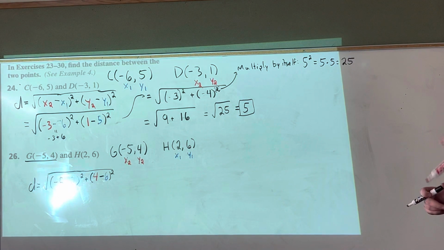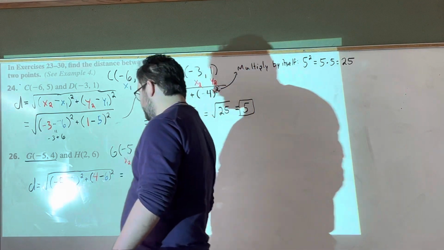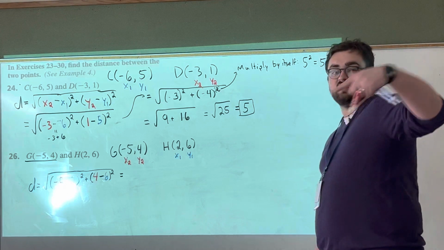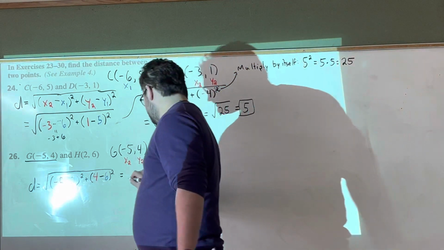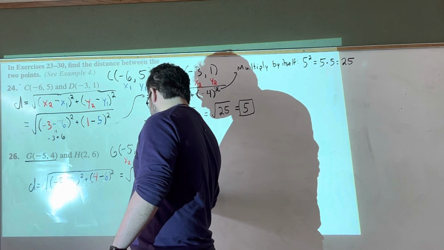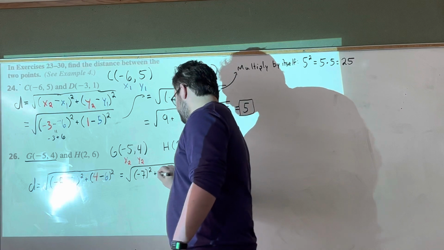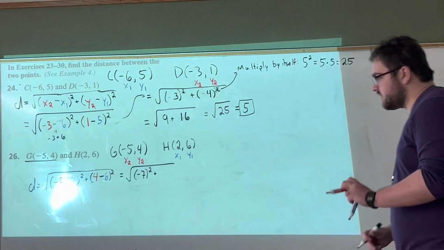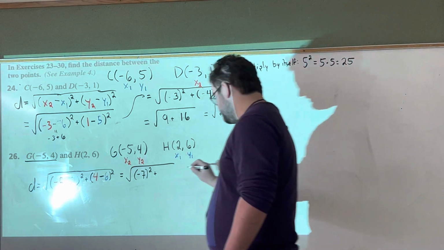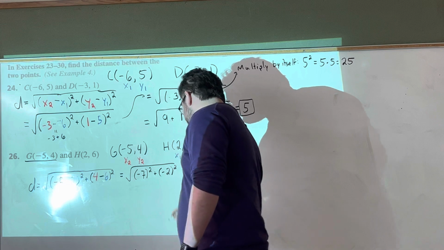Let's go ahead and do that math. So, if we take negative 5 minus 2, negative 5, take away 2 more, that is going to leave us with negative 7 squared. And then if I have 4 and I take away 6, 4 minus 6, that is going to give me negative 2 squared.